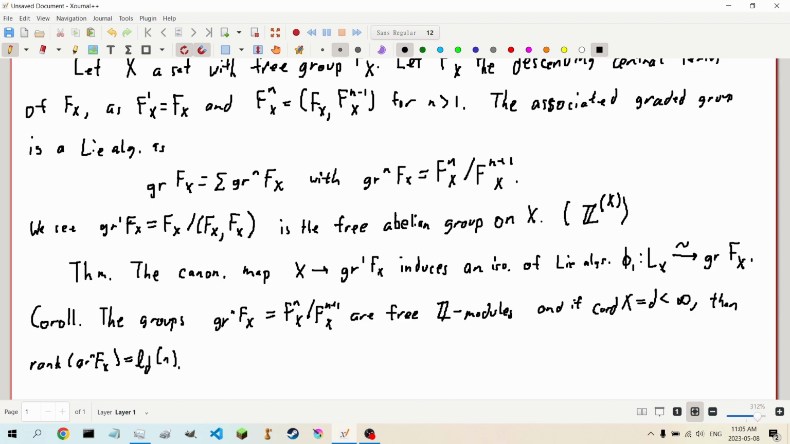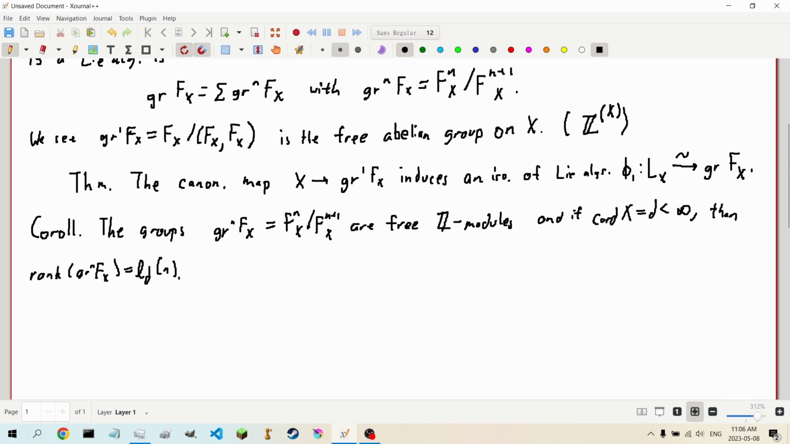Recall that this L_D(n), we saw it before, is the rank of the nth component of the free Lie group. And that's pretty clear just from having this isomorphism.